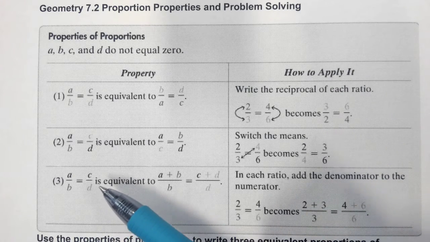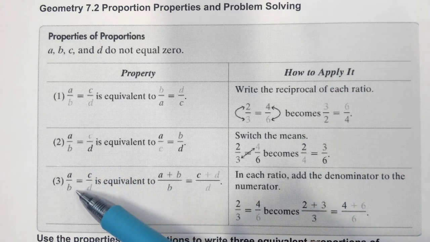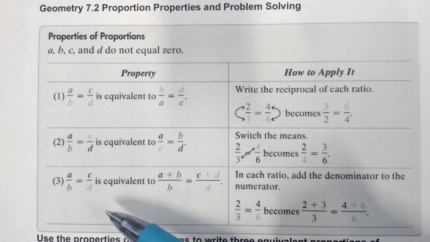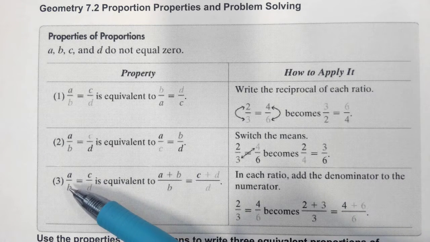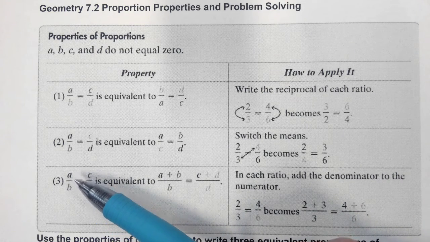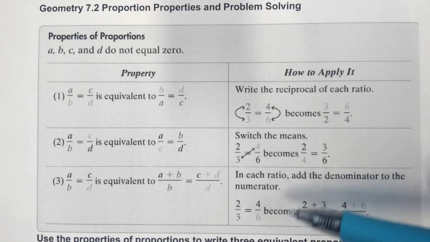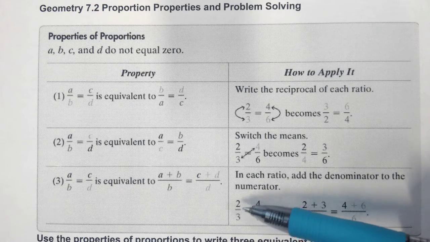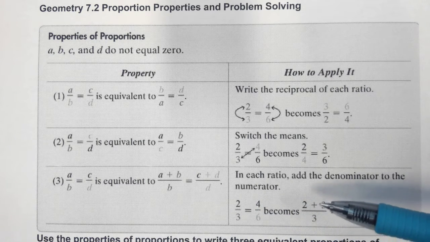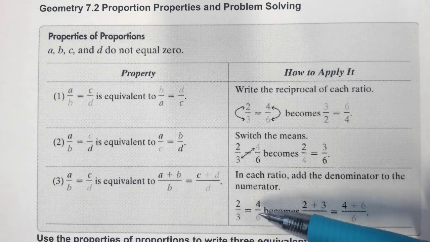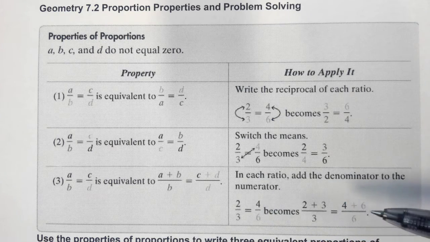And the last one, this is the only one that's weird. It says that if you have this original proportion, you can take the denominator and add it to the numerator of each fraction, and it's still going to be true. Let's check that one out. 2 to 3, 4 to 6. So you take this denominator, add it to the numerator, and take this denominator and add it to the numerator.